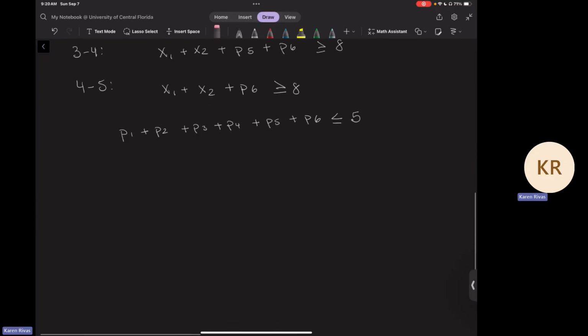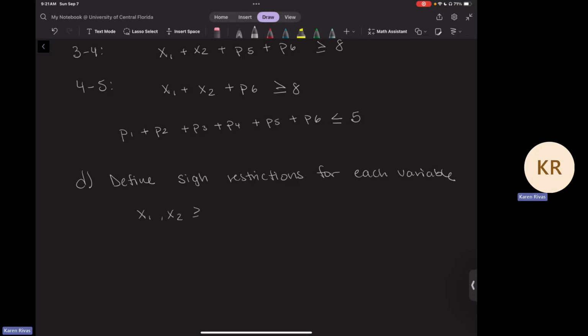And then the next step will be to define the sign restrictions for each variable. So x1 and x2 all have to be greater than or equal to 0. And the same goes for p1, p2, and so on. All must be greater than or equal to 0. They are non-negative variables.